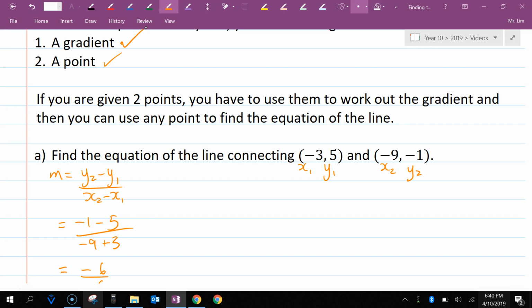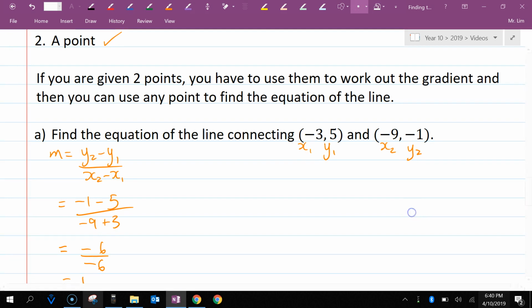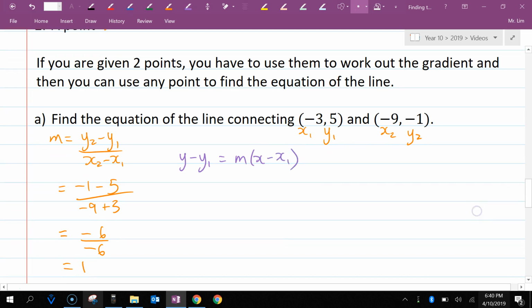If we have 2 points, we can use any one of them and we will get the same answer. So y minus y1 is equal to m bracket x minus x1. Let's say we use the first one. Y minus y1, which is 5, is equal to m bracket x minus x1, which becomes plus 3. Now, we don't really need that 1 out there, so we can get rid of the brackets. And now we can just add 5 to both sides. Y is equal to x plus 8. And that's the final answer.